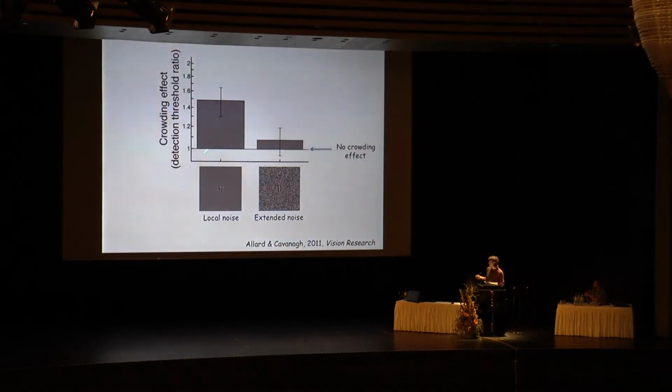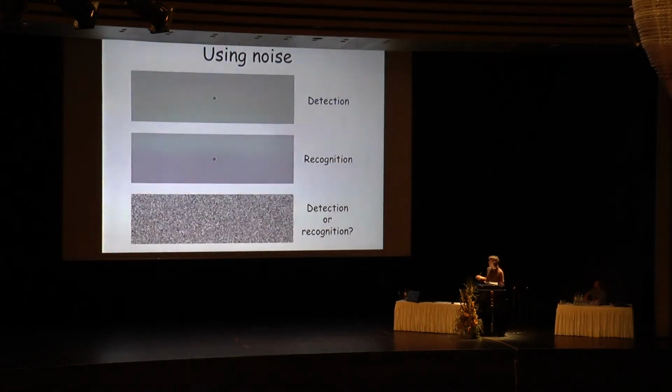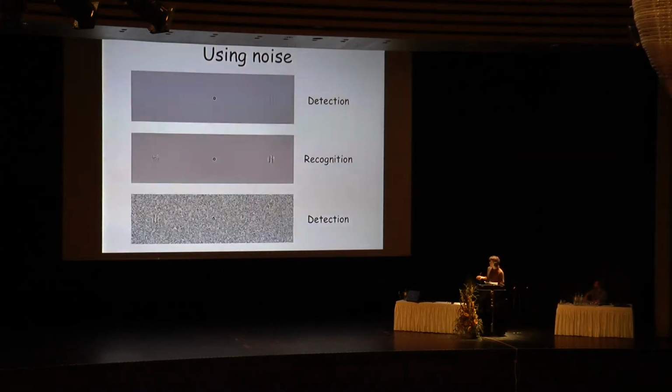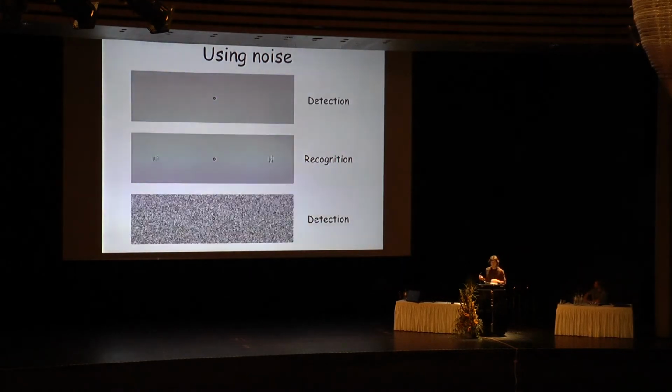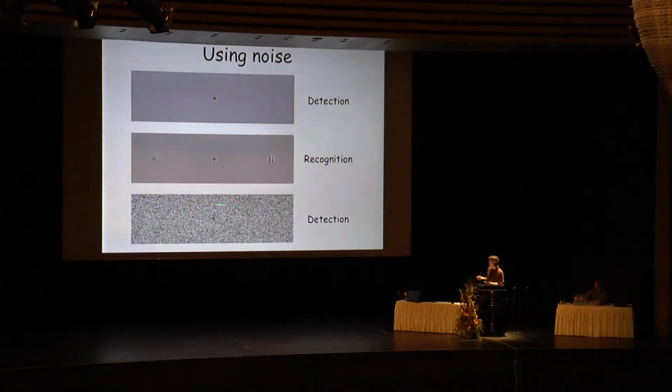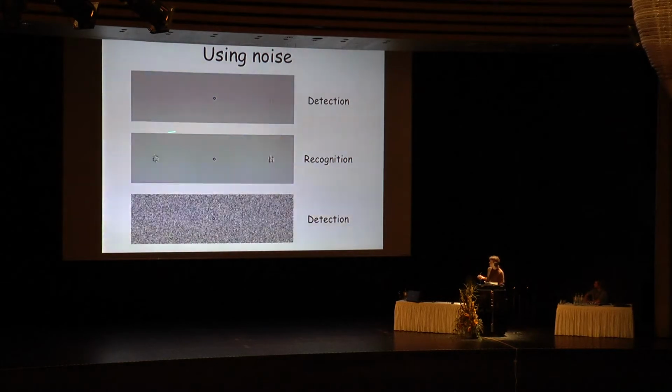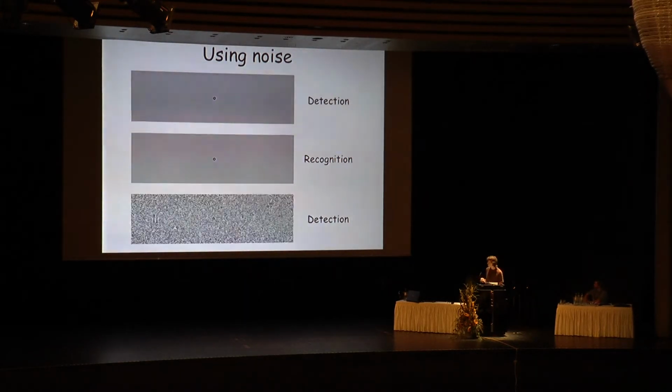As a control, with local noise again, we get a crowding effect, but with extended noise, we get no crowding effect, suggesting that this is a detection task. So we conclude that when we use extended noise, it does not trigger a change in processing strategy, but when we use localized noise, then it can trigger a change in processing strategy.